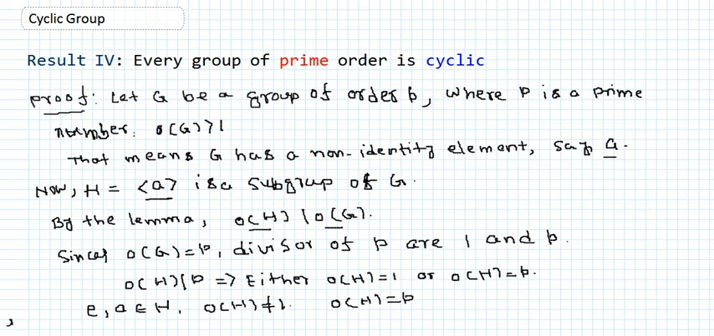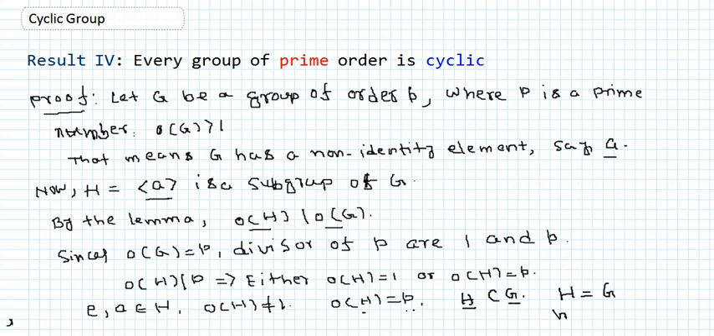So the order of H is P, and since H is a subset of G, let me write that down. Since H is a subset of G, and the number of elements in H is the same as P, the order of H is P means the number of elements in H is P, and the order of G is P means the number of elements in G is also P. So since the number of elements in H is the same as the number of elements in G, H must be equal to G.